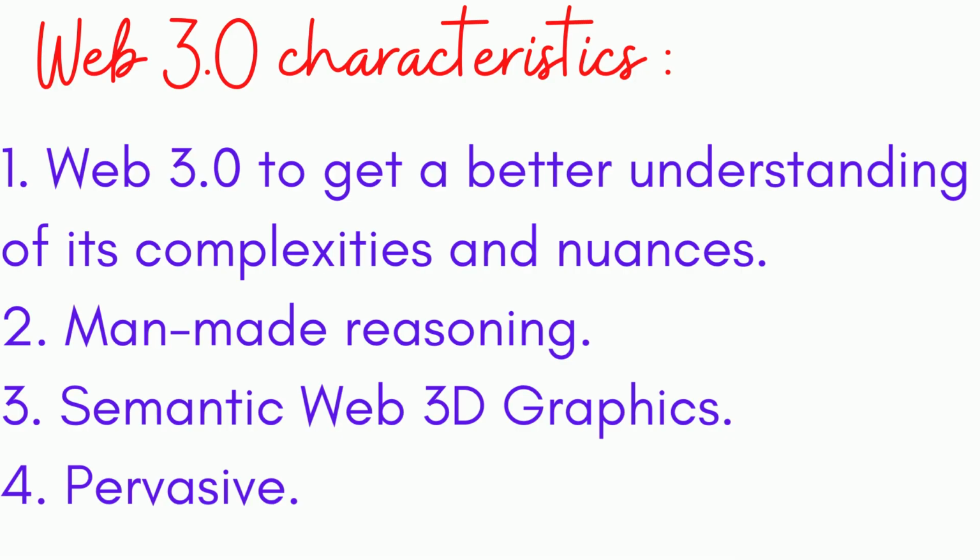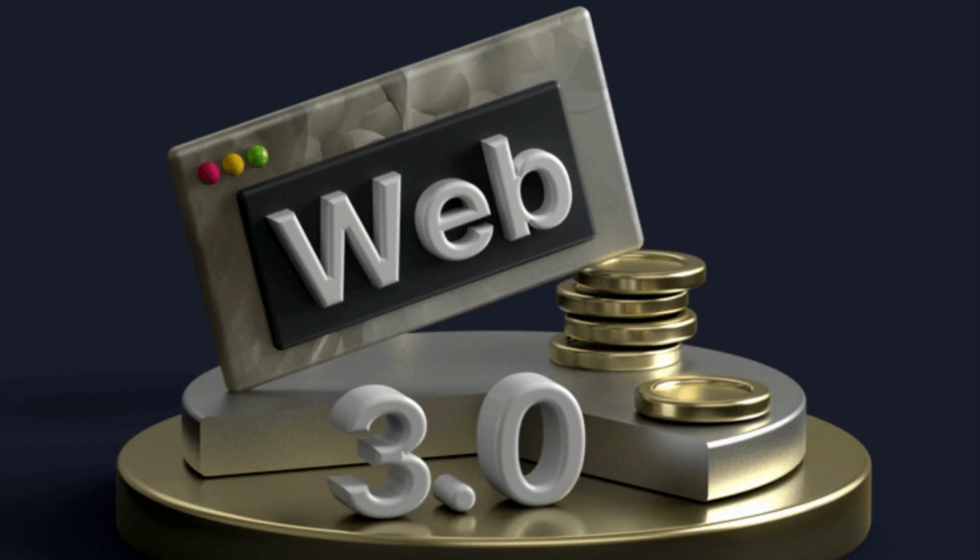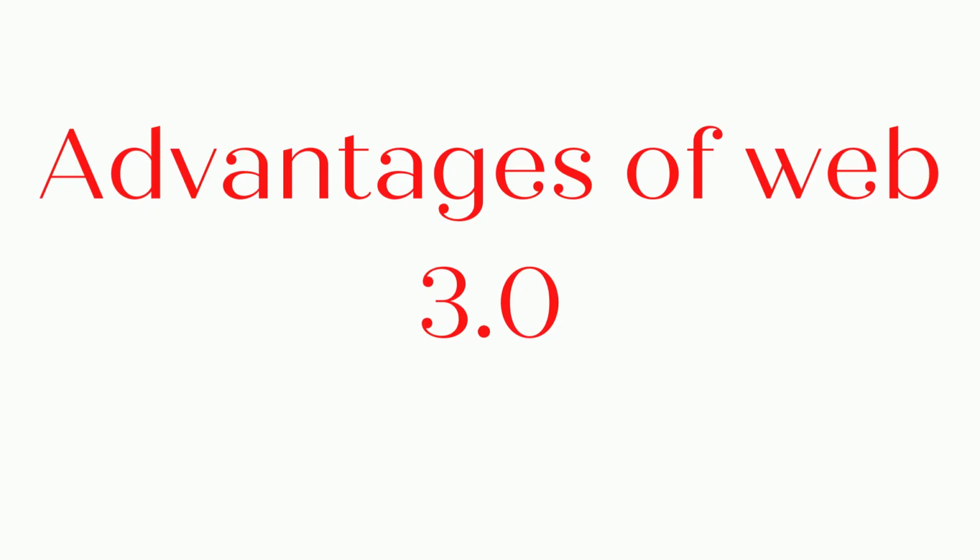Web 3.0 has four characteristics. 1. Edge computing, to get a better understanding of its complexities and nuances. 2. Artificial intelligence. 3. Semantic web and 3D graphics. 4. Pervasive. Advantages of Web 3.0.